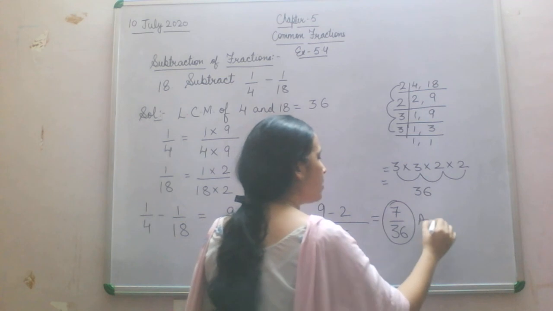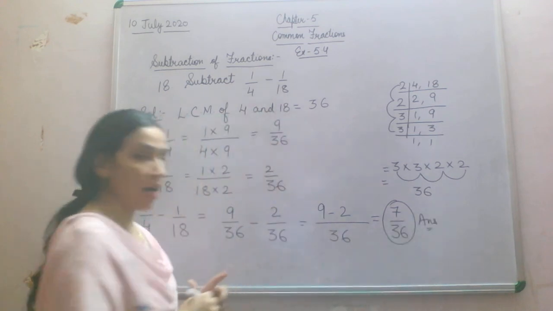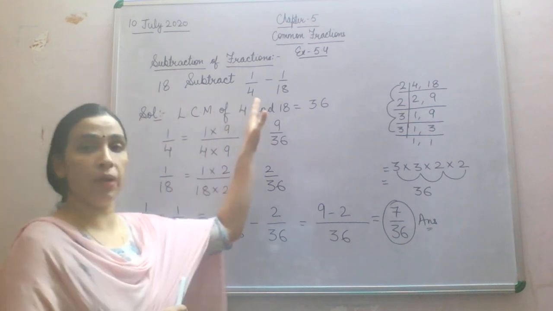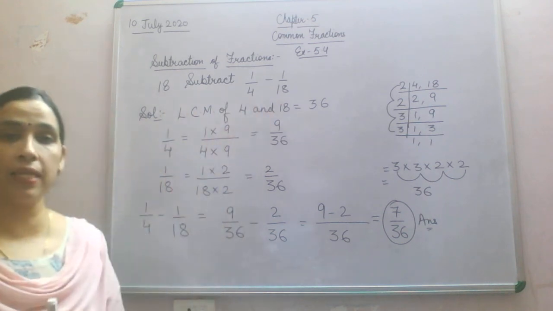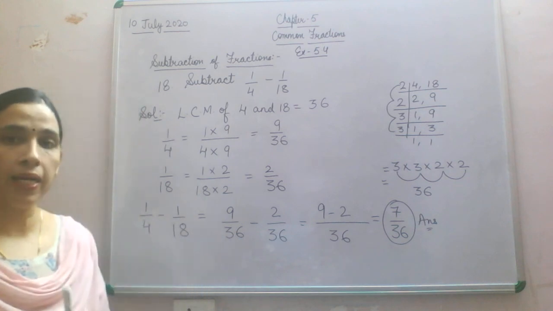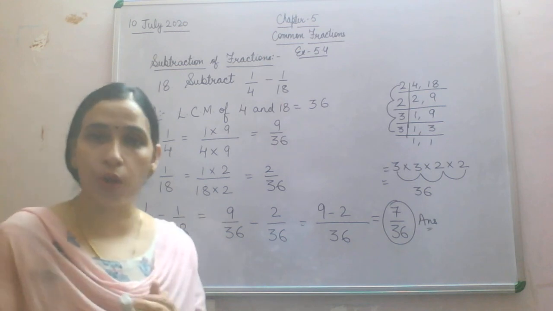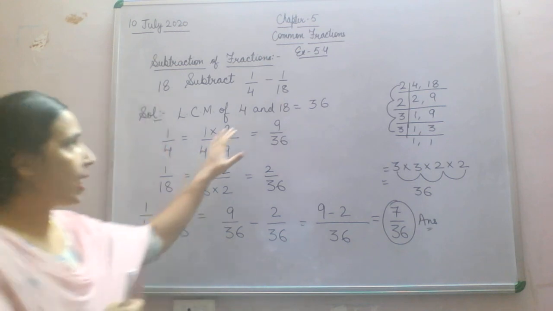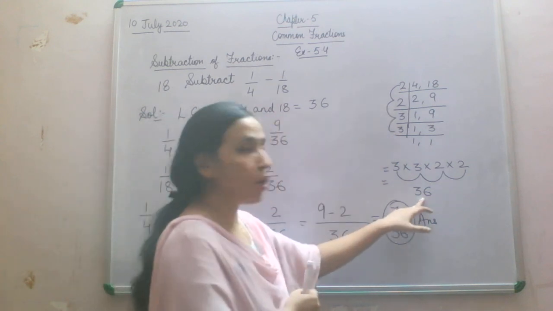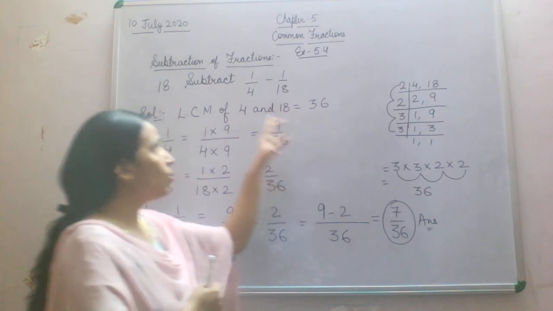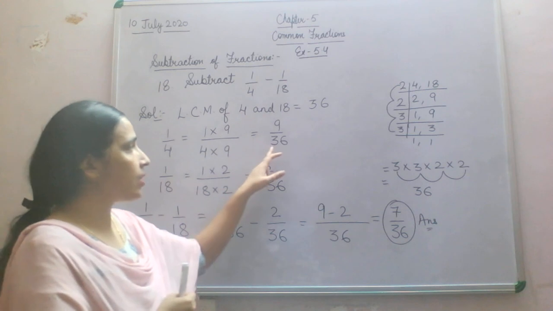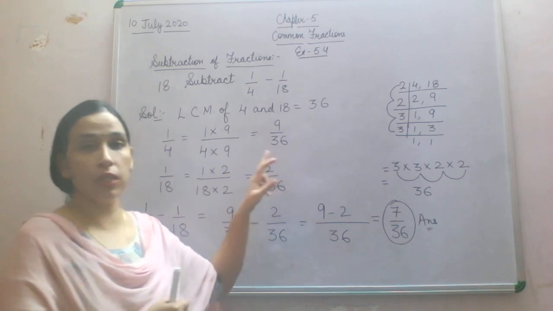So let's revise what we have done here. What we have done in this question. We have been given 1 by 4 and 1 by 18, which is an example of unit fractions for subtraction. So the first step, finding the LCM of the given two denominators, which are 4 and 18. We found the LCM of 4 and 18, which we got as 36. Now 1 by 4 will be converted so that the denominator of the fraction becomes 36.